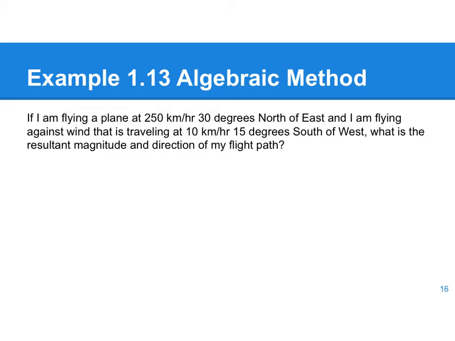So here's an example. I'm flying a plane at 250 kilometers an hour, 30 degrees north of east. And I'm flying against a wind that's traveling 10 kilometers an hour, 15 degrees south of west. What's the resultant magnitude and direction of my flight path? So here's me flying, 30 degrees north of east, 250 kilometers an hour.